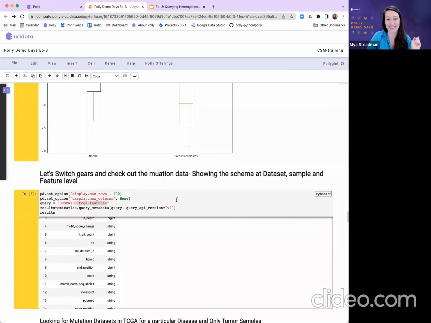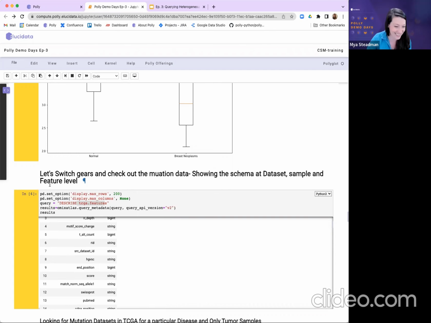Keeping an eye on the clock, we're going to move right along and talk about mutation data. If you remember, in the beginning we did two different data set level queries. We looked for mutation data in CPTAC and TCGA. We didn't find any in CPTAC, but we did find a good amount for our breast cancer in TCGA. And we're going to stay at that sampling feature level and start querying that data now.